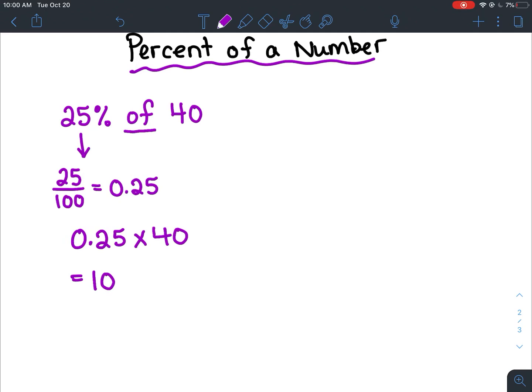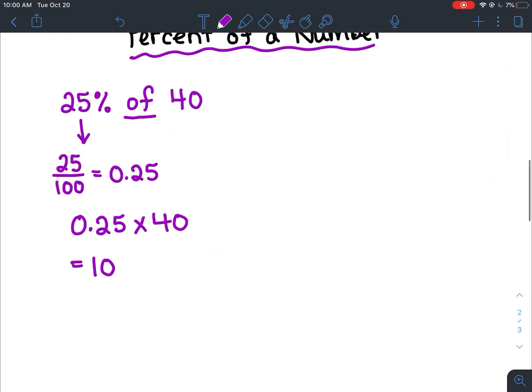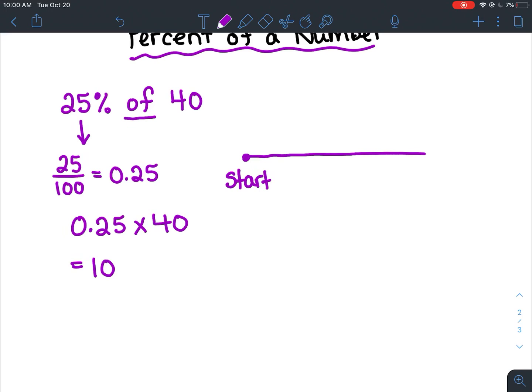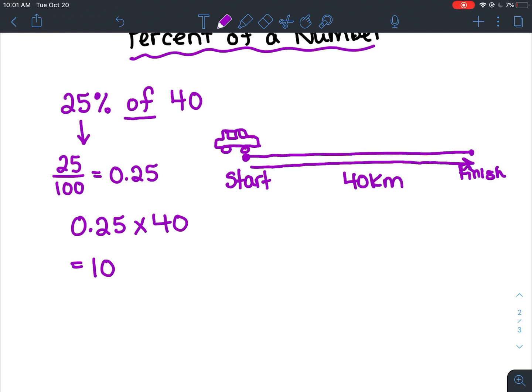Another way to think about that is a situation like, let's say you were driving. Here's your starting line right here, and you have to drive 40 kilometers. Here's your finish line. This is your car. I don't know how to draw very well. There's some wheels, you've got a window or two. Okay, cool. You're driving. You have to drive a total of 40 kilometers to get to the finish line.